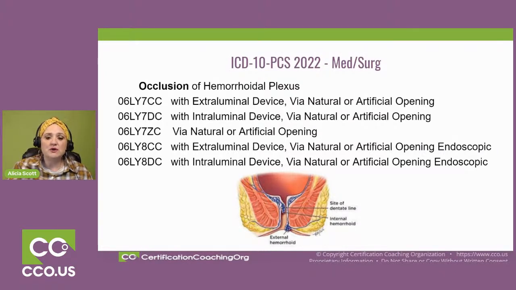Now, I mentioned occlusion. So one of the new occlusion area codes that they've added for med-surg is for things like hemorrhoidal plexus, and this is rectal hemorrhoids. And again, notice that it's extraluminal or intraluminal devices. And then we have different approaches via natural or artificial, but they are artificial opening or artificial opening endoscopic. Endoscopic just means we're going in and we're looking at the same time, if you didn't know.